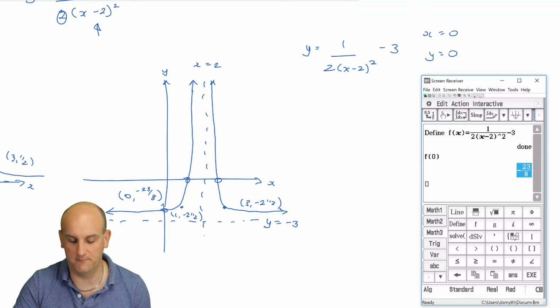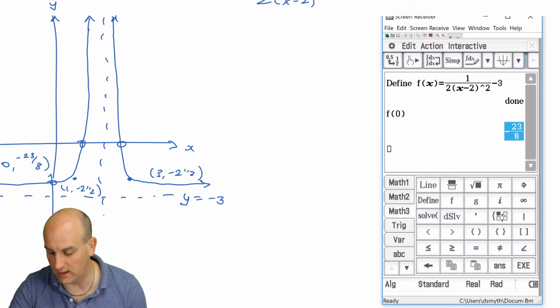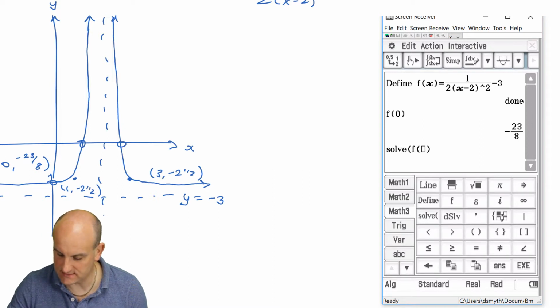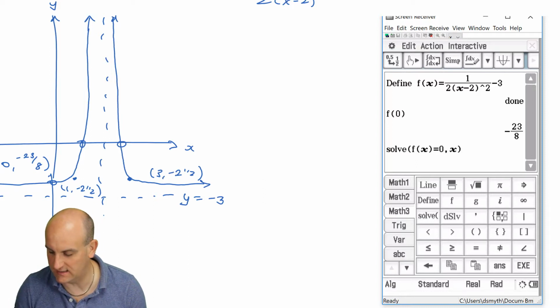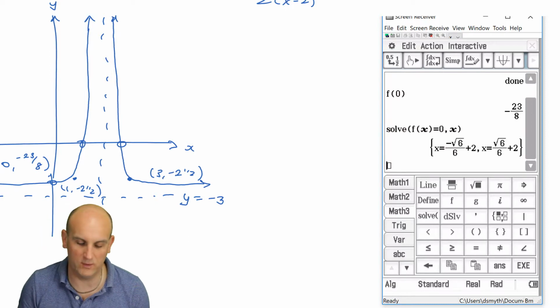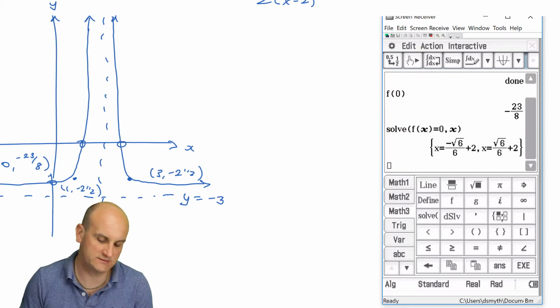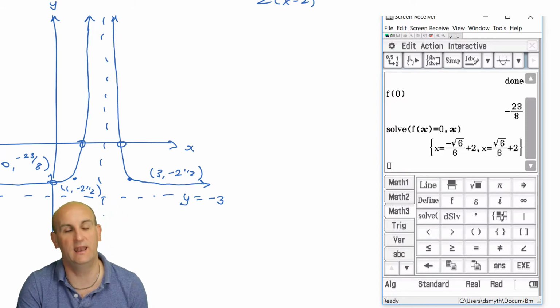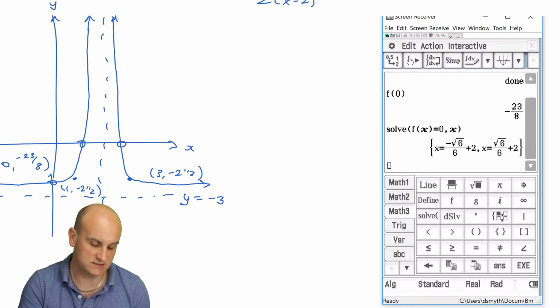How do I now find my x-axis intercepts? Well, I'm going to solve for where my function of x is equal to 0 in terms of x. Close my brackets, hit enter, and there you go. Once again, gross values. That's all right, it's not a problem. Now, because this is methods, you have to write your answer unless otherwise stated as a surd.